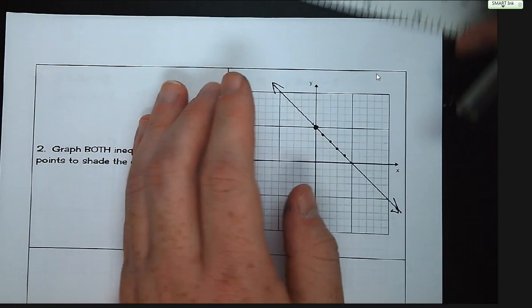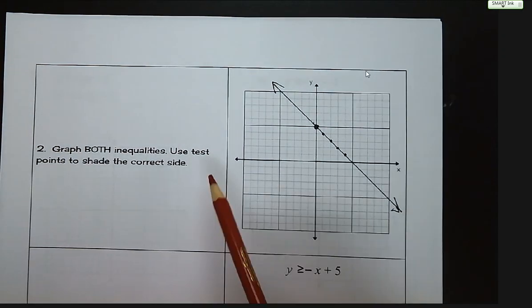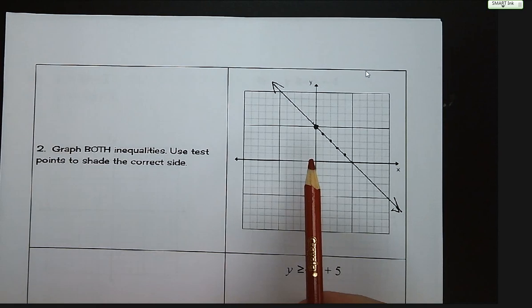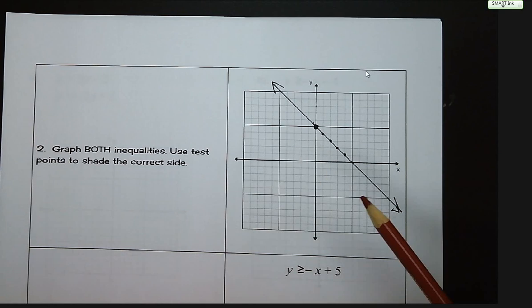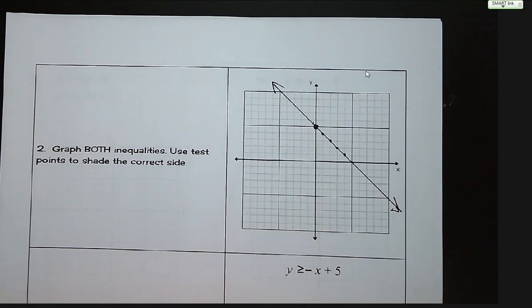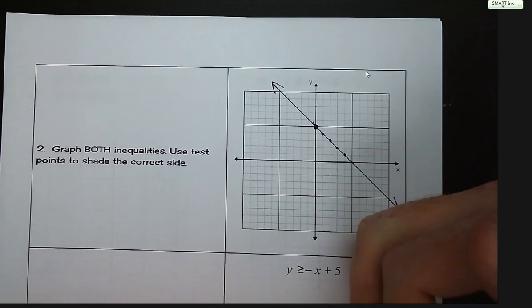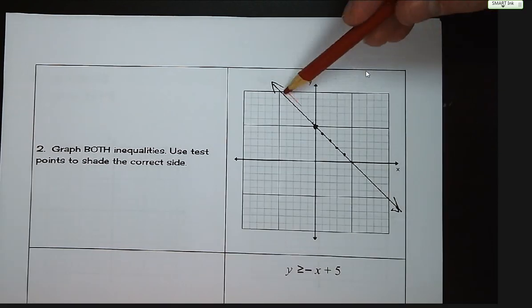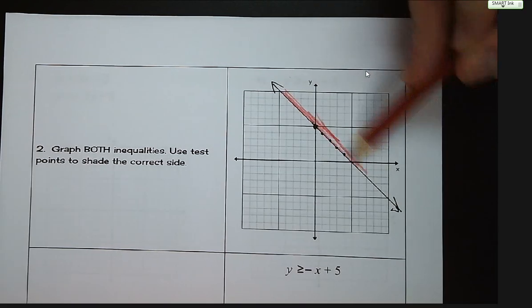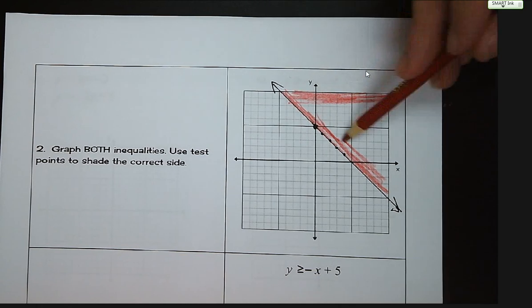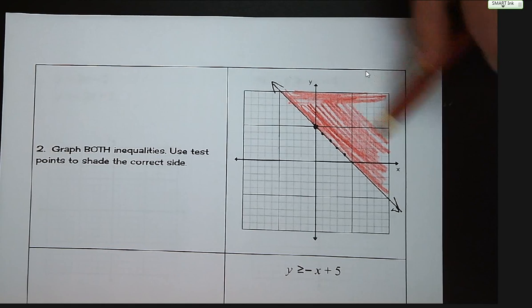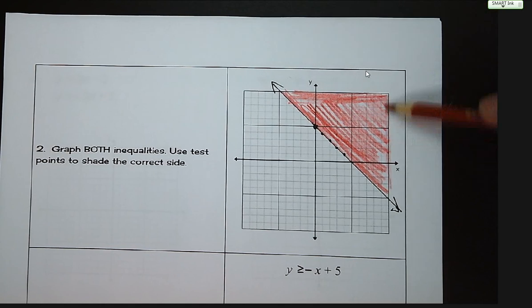All right, now when we look at it, the original equation was y is greater than or equal to -x plus 5. So it meant we were going to be shading above. If we plugged in that test point, 0 was going to be greater than 5. So we need to shade the opposite side. So we're going to shade up above here. And your shading doesn't have to be perfect, but it has to be enough to tell which region is which.